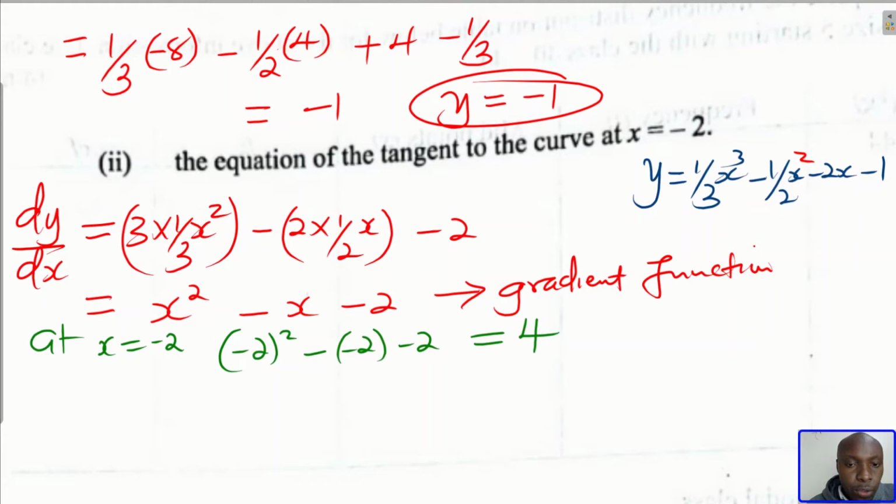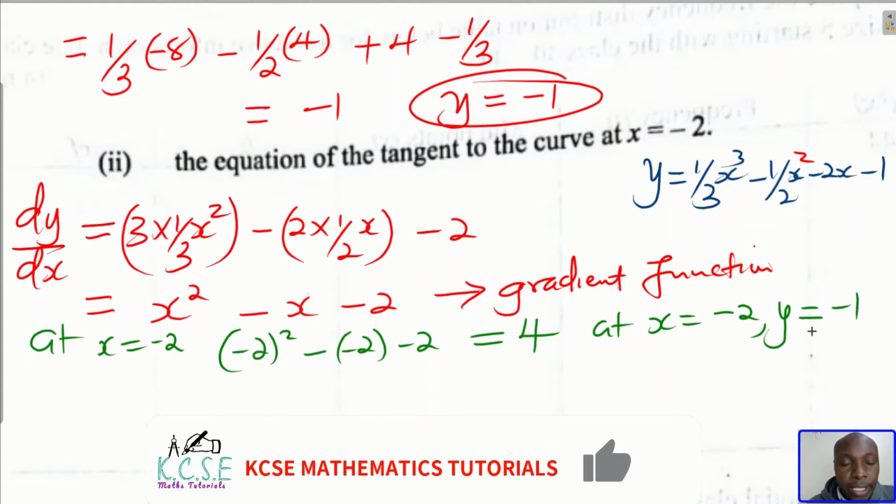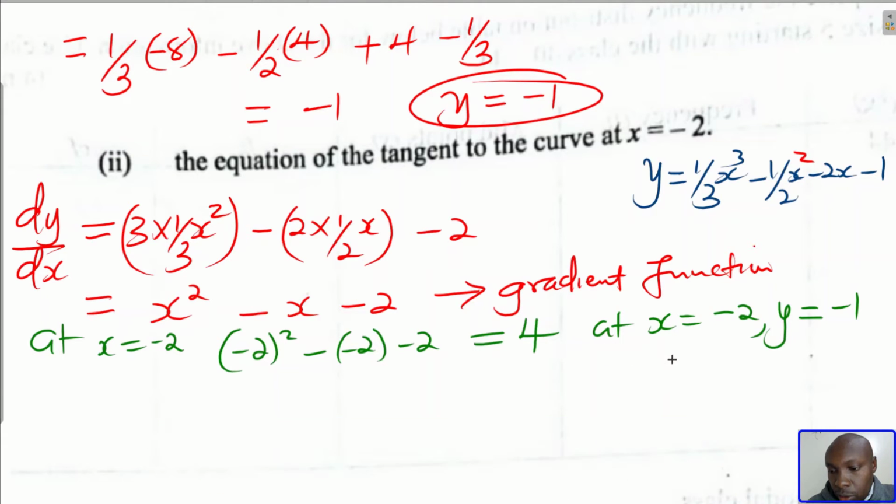Now to get the equation of that tangent we require another point. We already have this point at x equals negative 2, y equals negative 1. We already obtained that in the first part. So this point, written in coordinate form, will be negative 2, negative 1. So to get the equation of this tangent now, we already have the gradient. We have 1 point. You can use various methods.